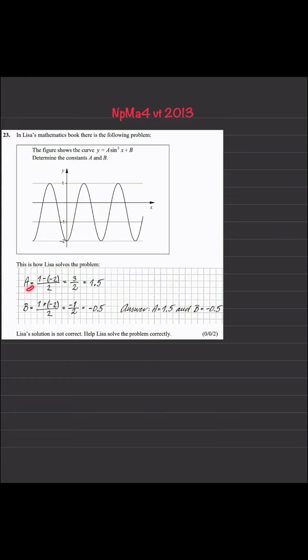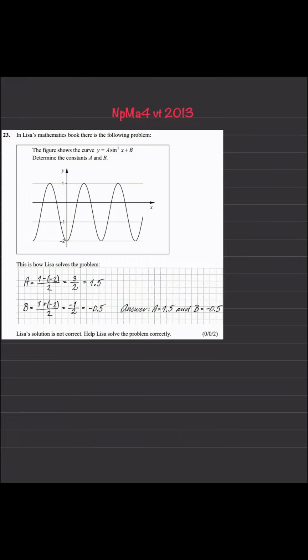She writes a equals (1 minus (minus 2)) over 2, equals 3 over 2, equals 1.5, and b is equal to (1 plus (minus 2)) divided by 2, which is minus 1 over 2, which is minus 0.5, and she answers a is 1.5 and b is minus 0.5. Lisa's solution is not correct. Help Lisa solve the problem correctly.